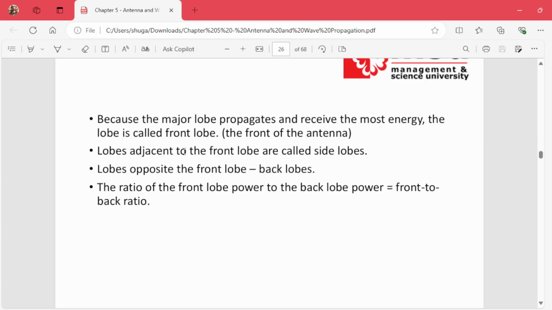The lobes adjacent to the front lobe are called the side lobes, and the lobes opposite the front lobe are called back lobes. The ratio of the front lobe power to the back lobe power is equal to the front to back ratio.